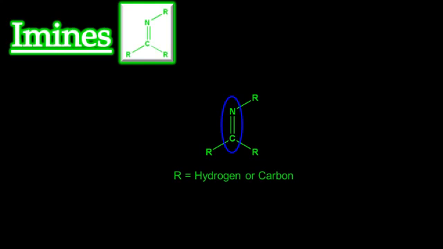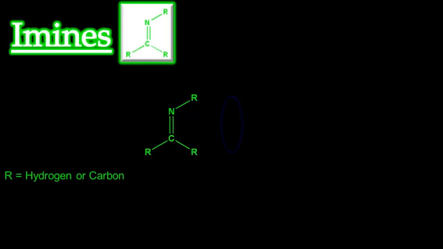Amines. Amines feature a carbon atom doubly bonded to a nitrogen atom. The carbon is then bonded to groups which can be either a hydrogen or another carbon. The nitrogen in the amine is also bonded to either a hydrogen or a carbon.